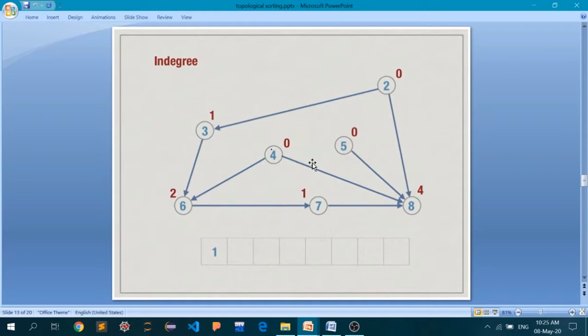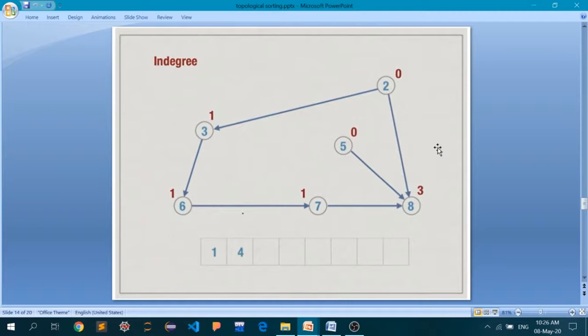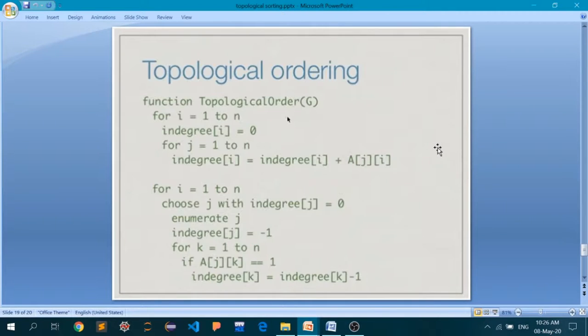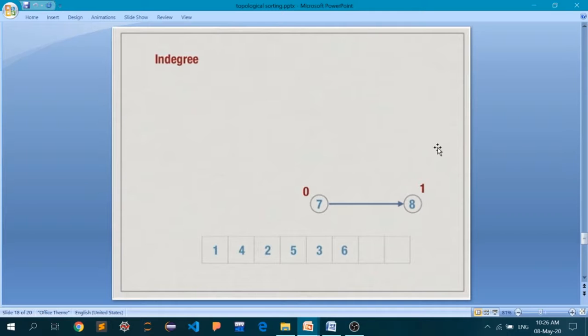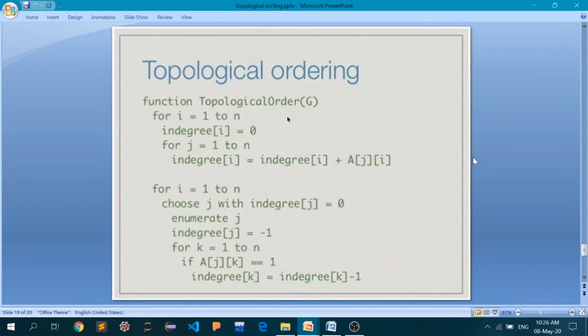Then again I will look for the vertices which have an in degree of 0, and I will choose one of them, and then I will mark that vertex as enumerated in this particular array, and I will delete that vertex after that. And then again in the next step I will calculate the in degrees of all the vertices in the particular problem. So this is how we'll go on. Until now you must have a concrete idea of what we are trying to do here. So quickly I will go through the algorithmic details.